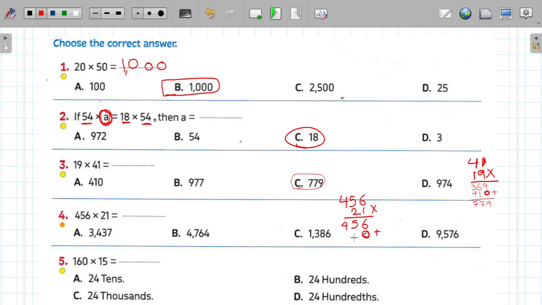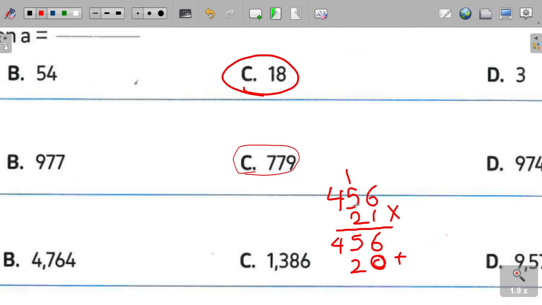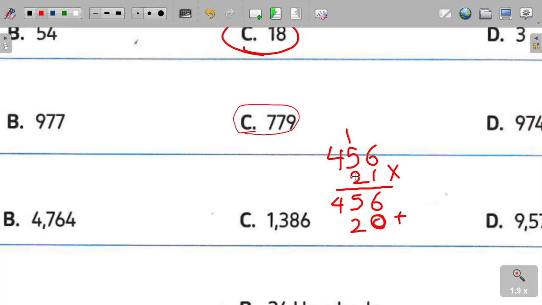2 times 6 equals 12. So I will write 2 and carry up 1. 2 times 5 equals 10. And 10 plus 1 equals 11. So I will write 1 and carry up 1. And 2 times 4 is 8. 8 plus 1 is 9. So I will write 9. And I will add them together.